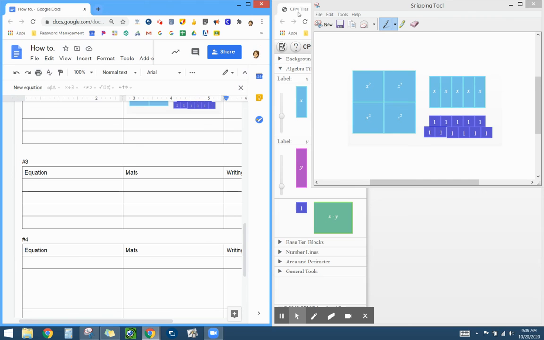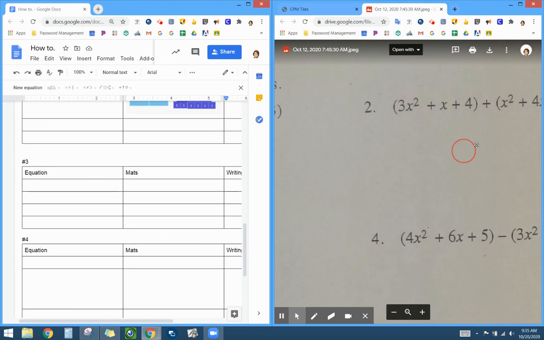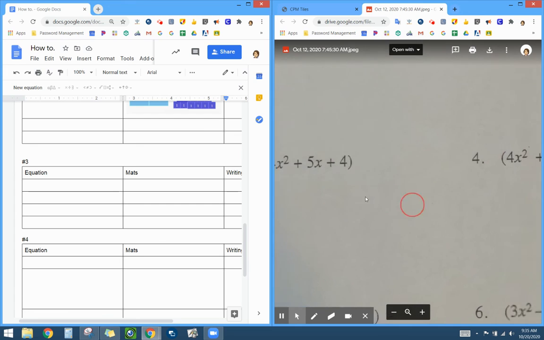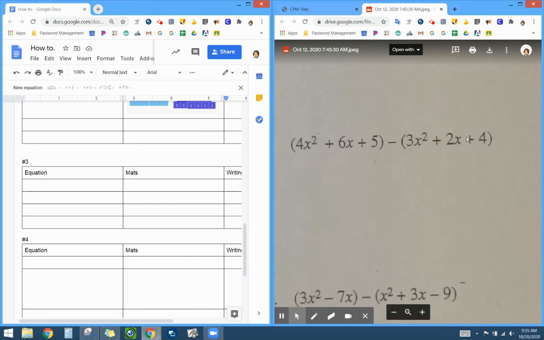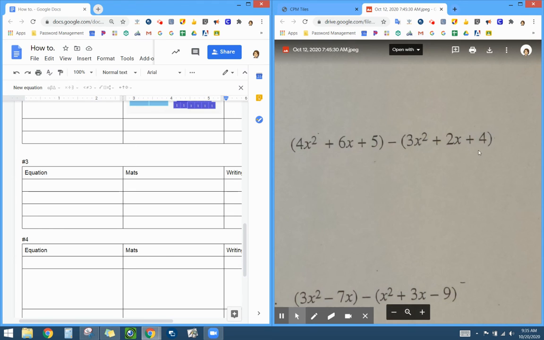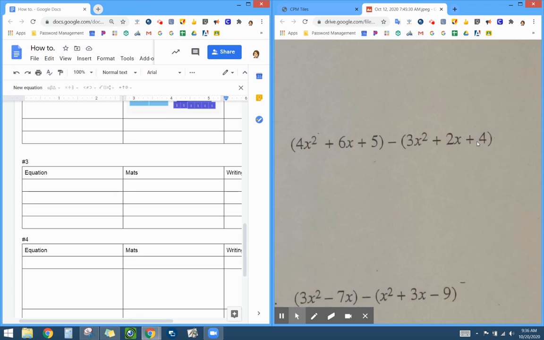Equation 3. Again, you'll go back to your PDF document, go over here to equation 3, draw them out, combine like terms. Now, equations 4 and 5 do become a little bit more difficult because they have these negative signs. It's important that you remember the opposite of 3x squared, the opposite of 2x, and the opposite of positive 4 makes them negatives. I suggest watching the video for problem number 4 in order to make sure that you complete it correctly. Thank you.